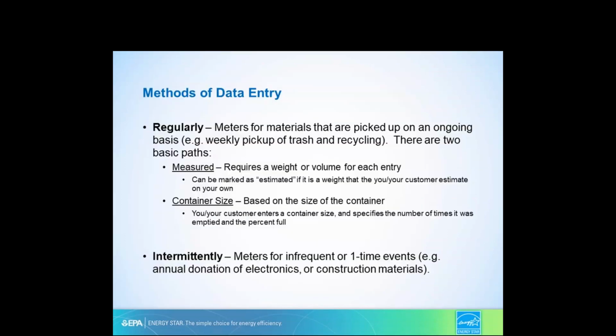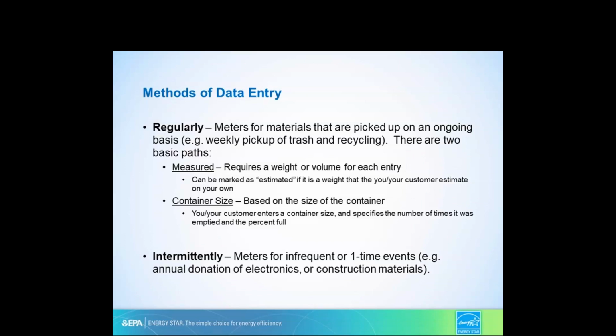So when you go to set up your meter in Portfolio Manager to track your waste type, you'll be able to indicate how frequently the material is picked up. So the first choice is regularly. This is going to be for things that are picked up on an ongoing basis, perhaps weekly or bi-weekly. For me personally, my compost is picked up bi-weekly. So I would enter that as a regular meter.